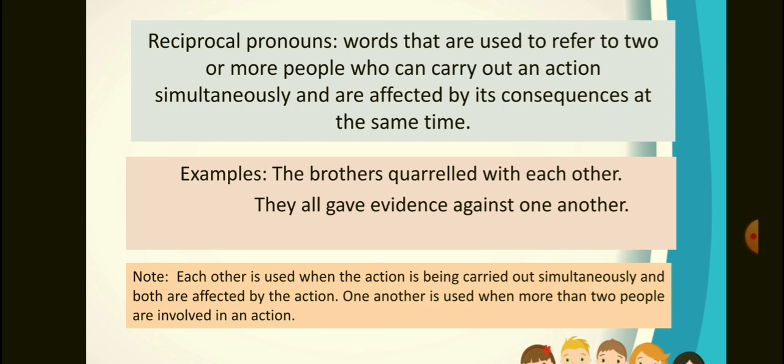Note that each other is used when the action is being carried out simultaneously and both are affected by the action, whereas one another is used when more than two people are involved in an action.